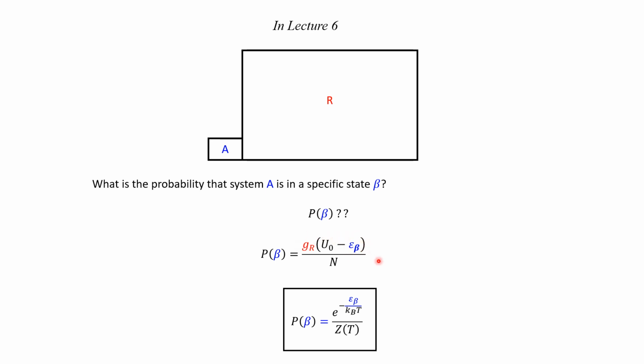So this is a very basic probabilistic formula. Just the number of times an event happens divided by the number of possible events. And then we manipulated this equation using the entropy and reached the very important conclusion that this probability depends only on the energy of the state, the temperature of the reservoir, and the partition function.